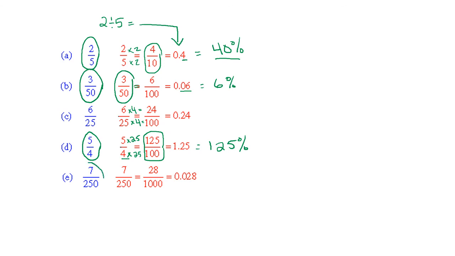Okay. If you typed 7 divided by 250 in your calculator, it would show you this decimal. And remember what we said in the previous slides, if you've got 1, 2, 3 decimal places, that means you have to have 3 zeros in your answer. So 0.028 is the same as 28 over 1,000. This is the tenths, this is the hundredths, this is the thousandths.